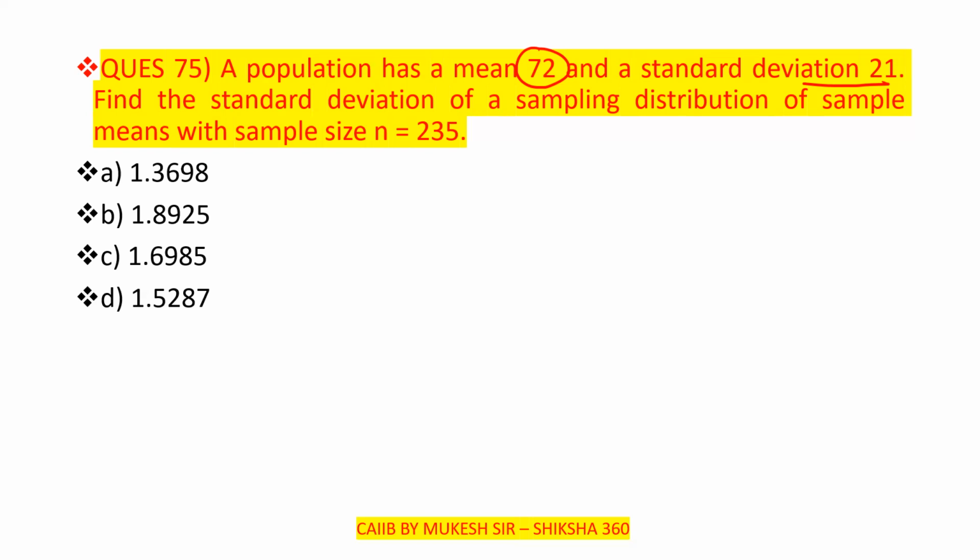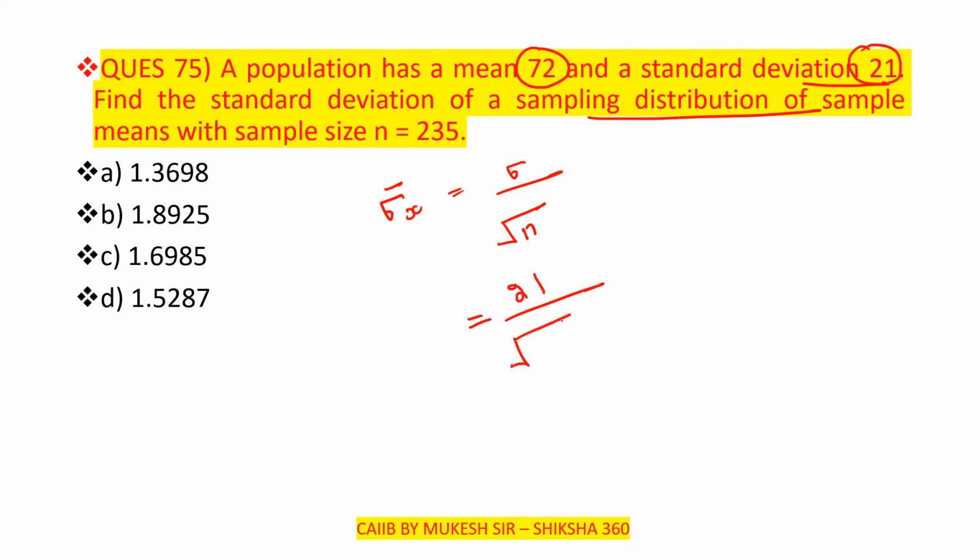So please tell fast, what is the correct answer of this question? We have already discussed this in chapter number 13. So what is the formula? The standard deviation of the sampling distribution of the sample mean is equal to the standard deviation upon the square root of the sample size. So what is it here? That is 21 upon the square root of 235.